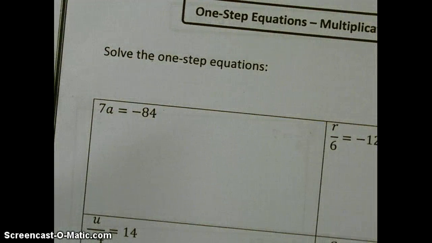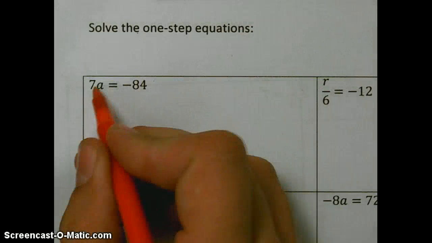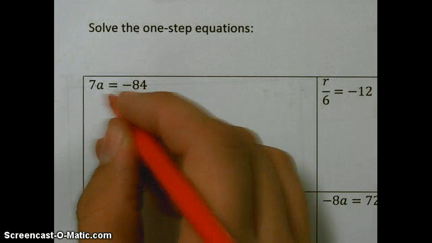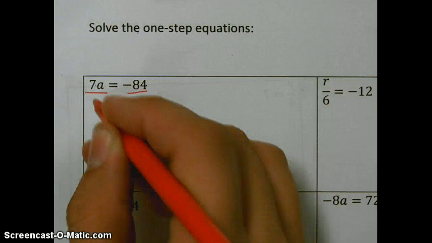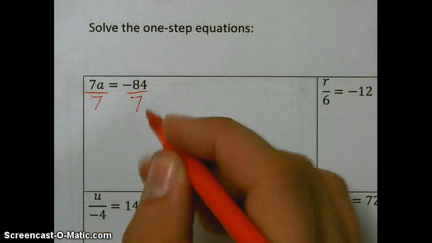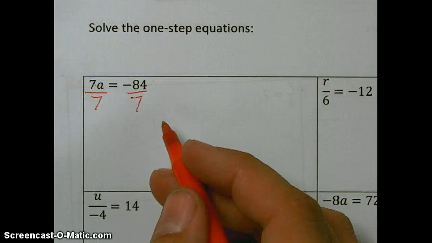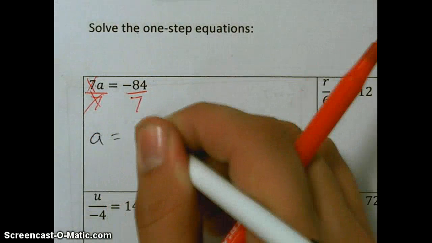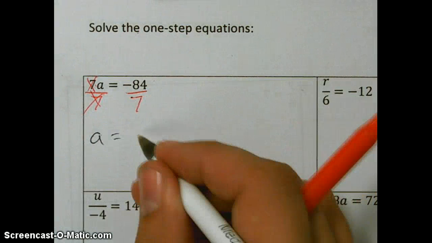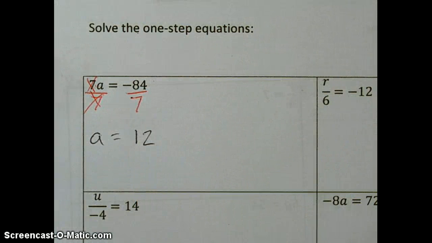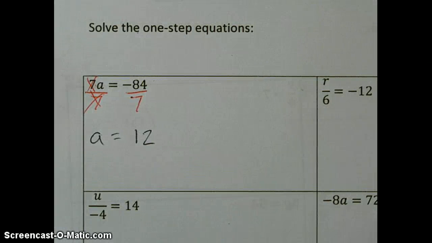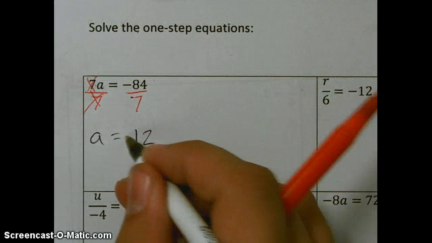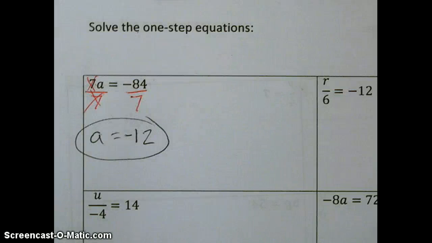Okay, see, it's 7a equals negative 84. So that means 7 times a. The opposite of timesing is to divide. We're going to divide by 7. We've got to do it to both sides. The two 7's over here cancel out, and all we're left with is a. 84 divided by 7, I think it's 12. But here's the trick. We have a negative. When you had a negative divided by a positive, we always got a negative.